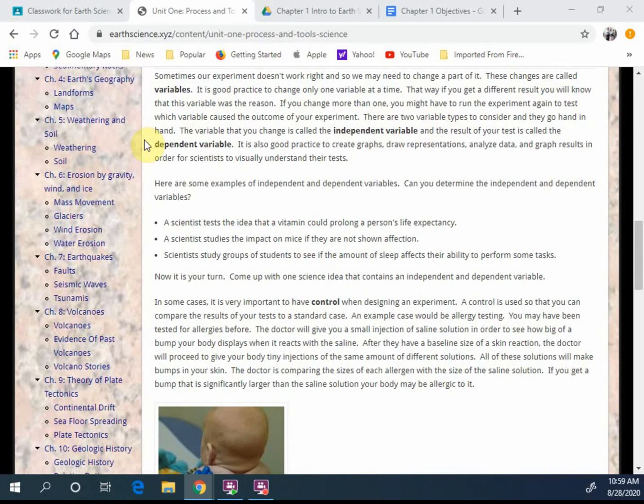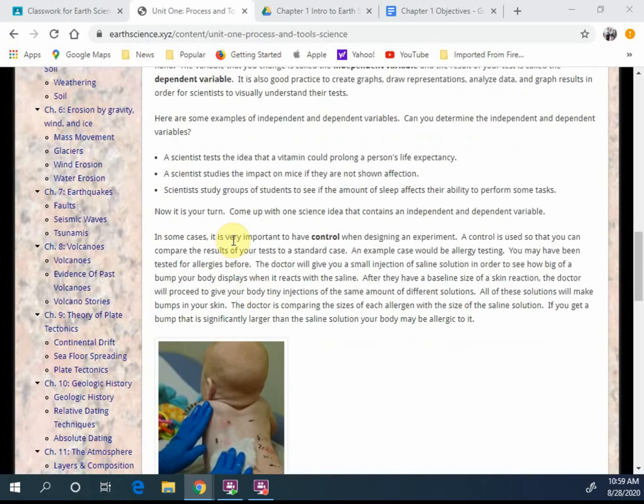We finished with independent and dependent variables with the corresponding examples placed below. The next piece of the scientific method that you need to have written down is a control. Most of your scientific experiments require what's called a control. Let's figure out what this is.